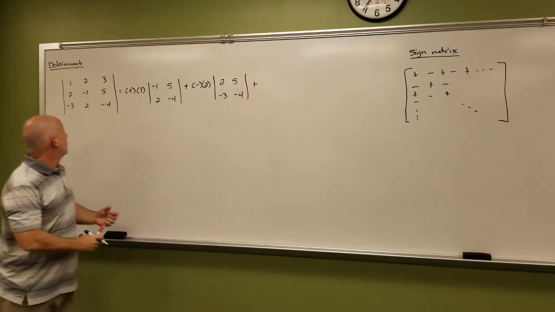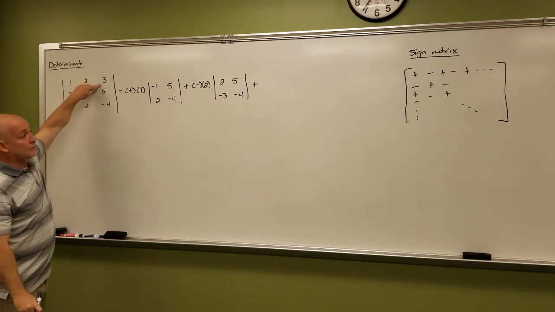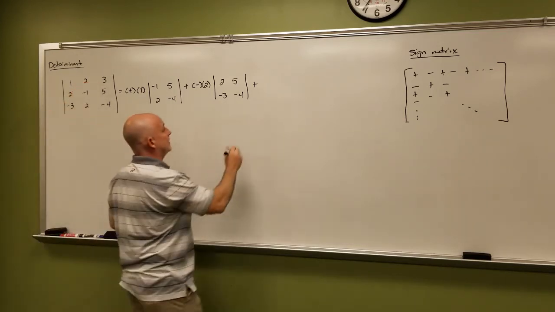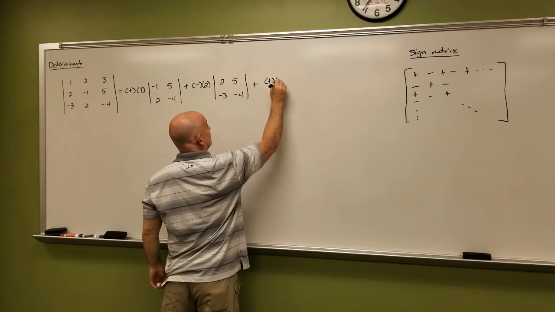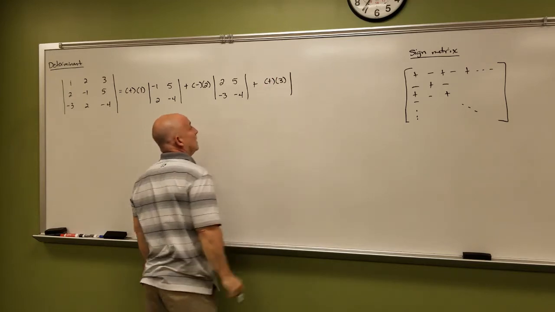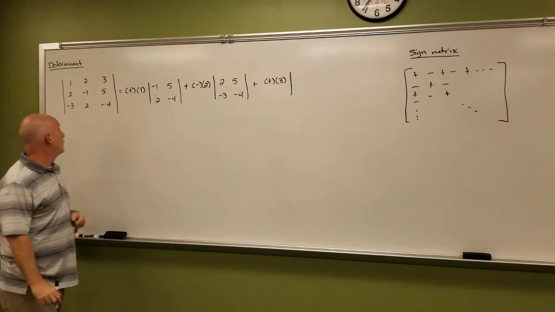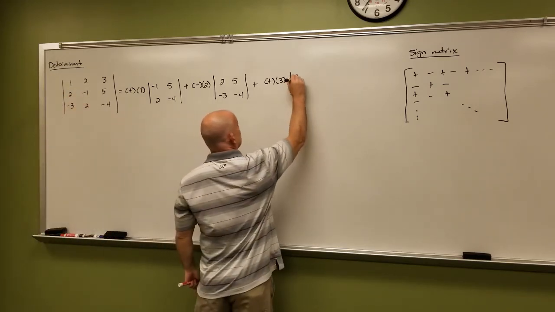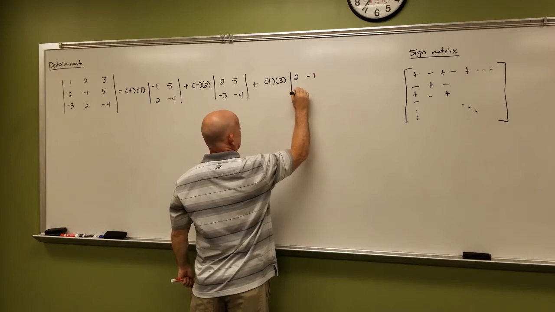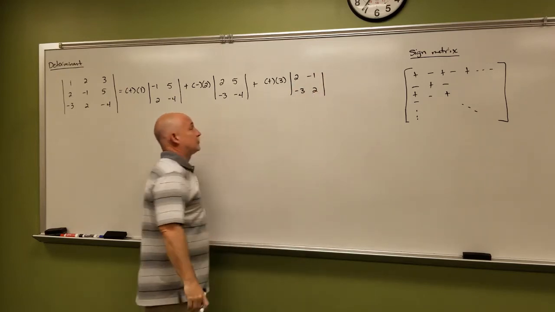Plus, moving over to our last position, the 3. According to our sign matrix, that's a positive position. There's a 3 in that position. And if we cross out the first row and third column, we end up with these 4 numbers. That's 2, -1, -3, and 2.